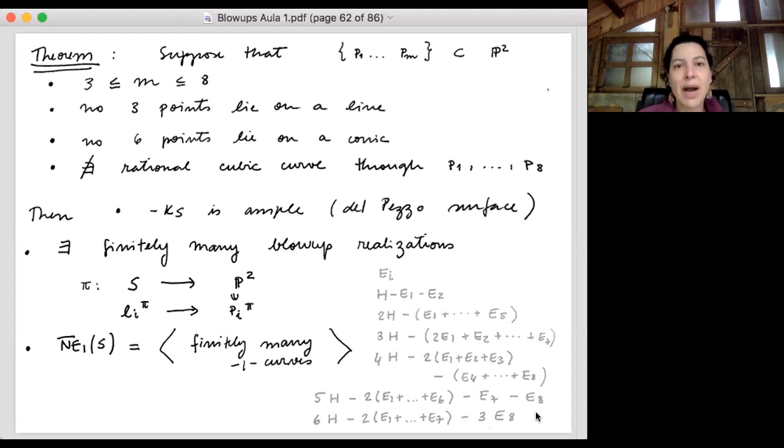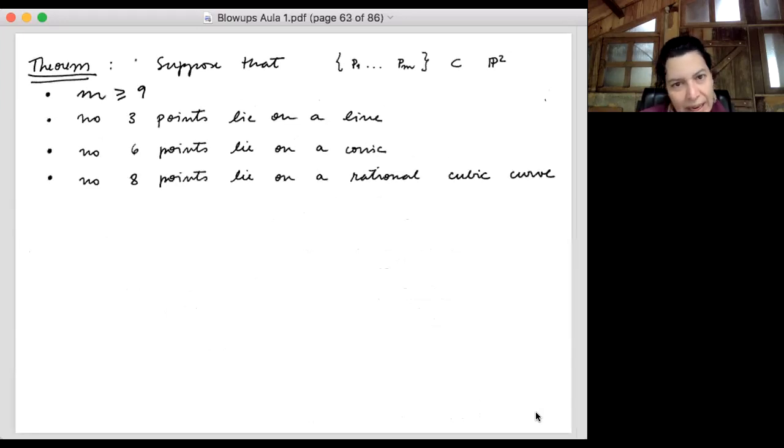Okay, so these are the -1 curves on the del Pezzo surfaces, and it's okay. Now let's start to look at what happens when you take more than 8 points.